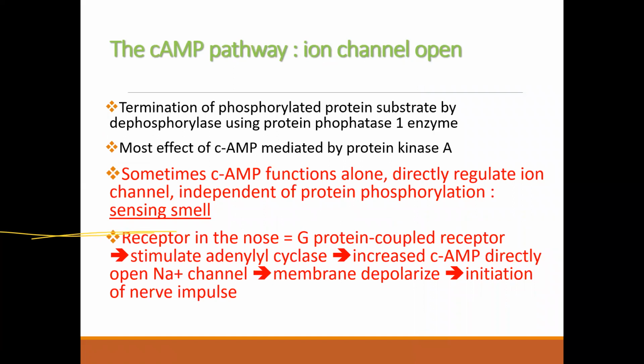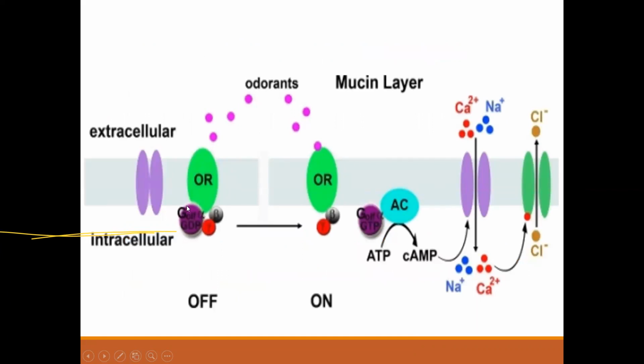Cyclic AMP is also the second messenger of ion channel opening. Sometimes cyclic AMP functions alone, directly regulating the ion channel, independent of protein phosphorylation. For example, like in the sensing of smell, like in this diagram, this is an odorant, like a molecule from perfume, which will bind to the receptor. This is the G protein coupled receptor, and this G protein will activate the adenylate cyclase and get a high level of cyclic AMP, and this cyclic AMP will affect the ion channel, and that is the influx of sodium and also calcium ions in the target cell.